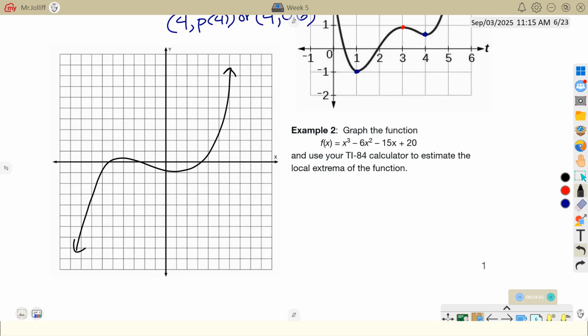Oh, yours looks a lot flatter in the middle than some others. Yours definitely, you should definitely have bumps. You're supposed to have bumps. Double check that you entered your equation correctly. There should be bumps. I definitely wrote this function so you had bumps. Otherwise, there's no point in finding the maxes and mins.